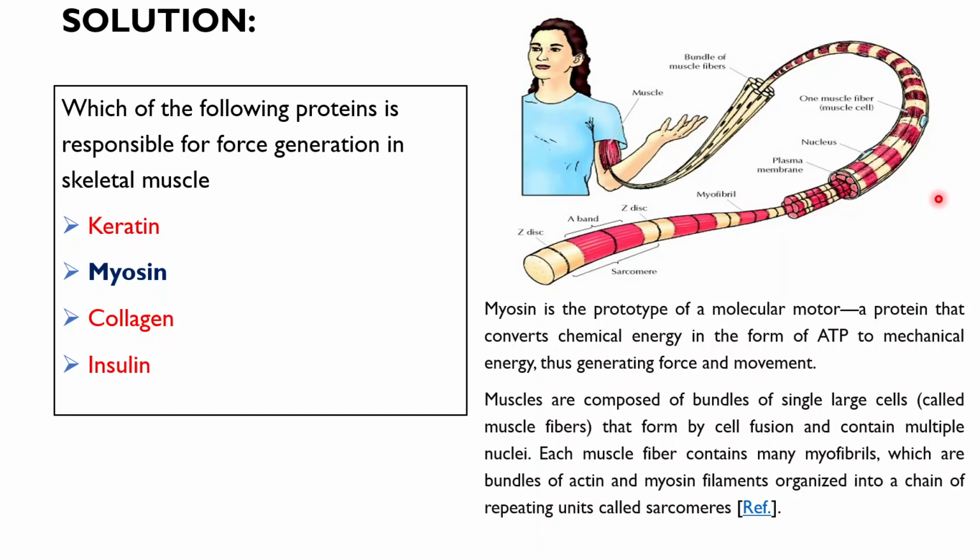They have a multinucleated appearance, and these muscle fibers contain many myofibrils, which are bundles of actin and myosin filaments organized into a chain of repeating units called sarcomeres. So these actin and myosin are mainly responsible for generating force during a muscular contraction. Actin and myosin are the two essential proteins which make the myofibrils, which are in turn responsible for skeletal movement. So now we'll move on to the next question.